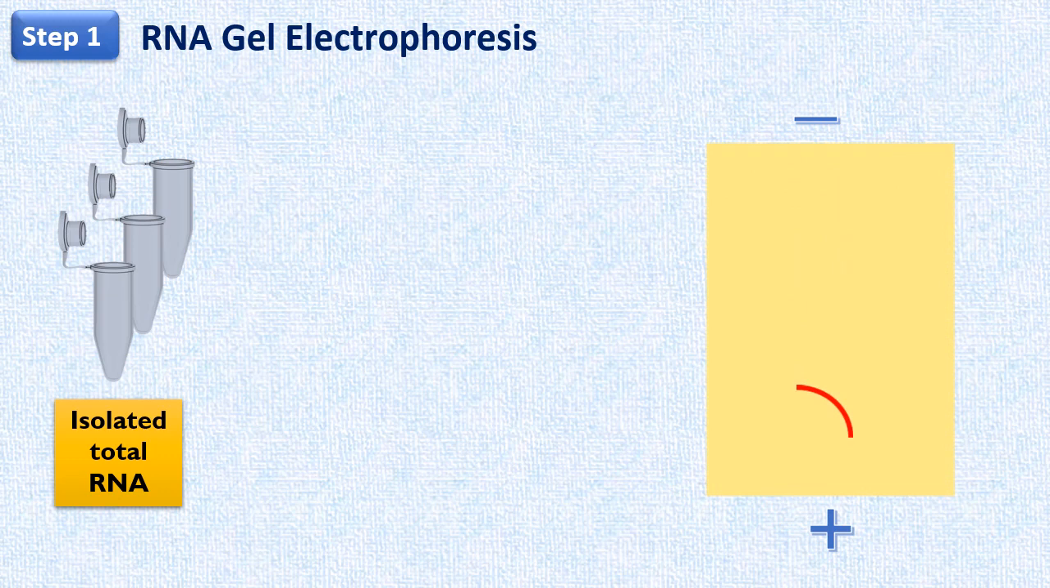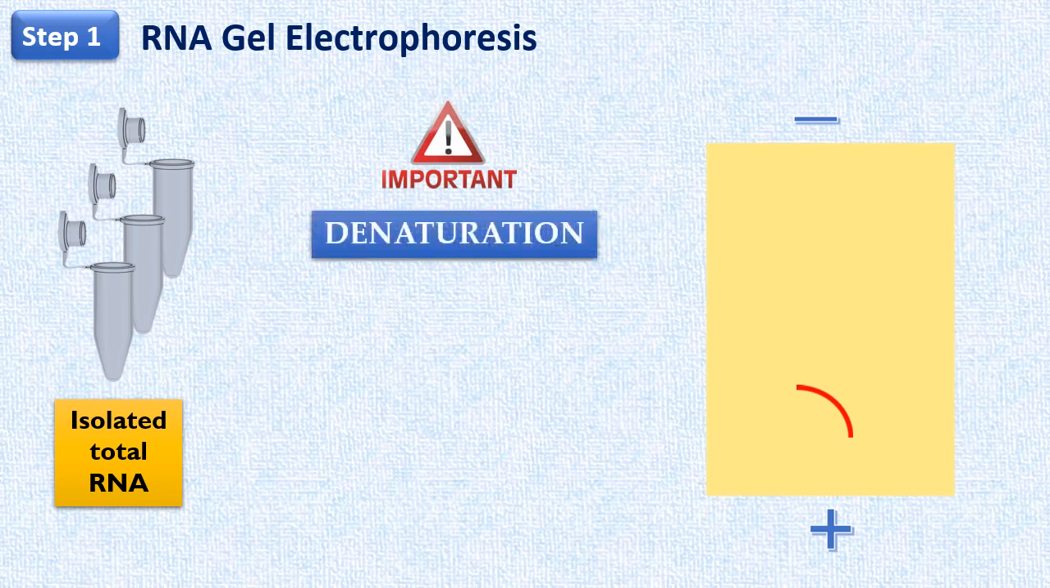Now we know that RNA is a single-stranded nucleic acid. But still, this RNA gel electrophoresis also includes the denaturation step. This is because RNA molecules fold onto themselves, and because of intramolecular base pairing, they form secondary structures.